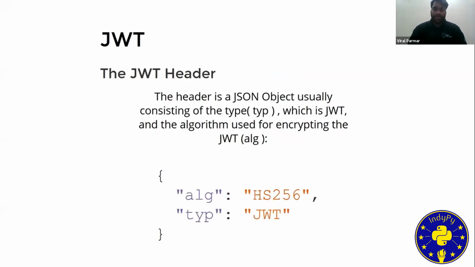JWT consists of three things, as we see: header, payload, and secret key. The header is a JSON object that usually consists of two things: the type, which is JWT, and the algorithm used for encryption. The algorithm is HS256, a common security or encoding algorithm used in JWT, and the type is JWT, which is normal and general.